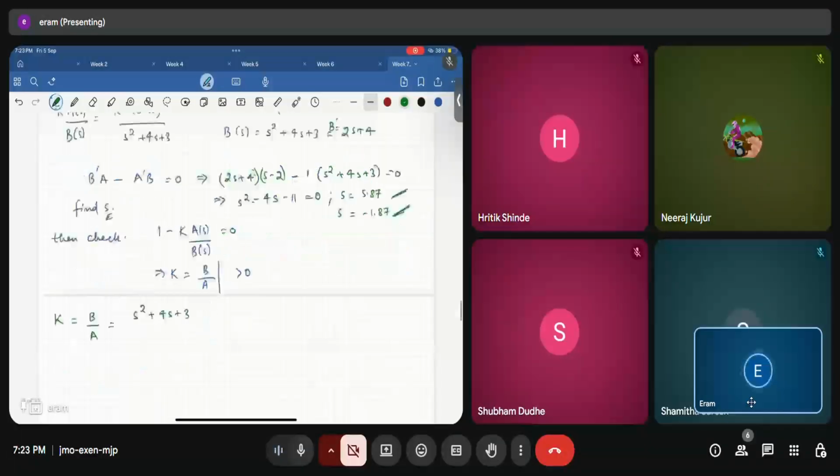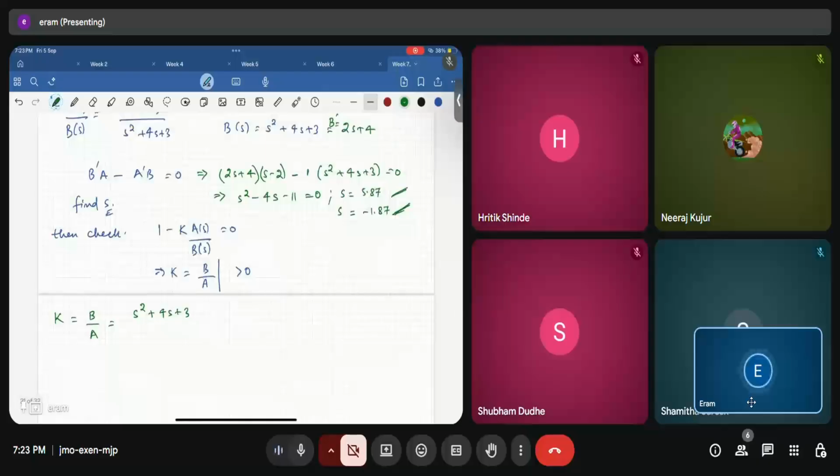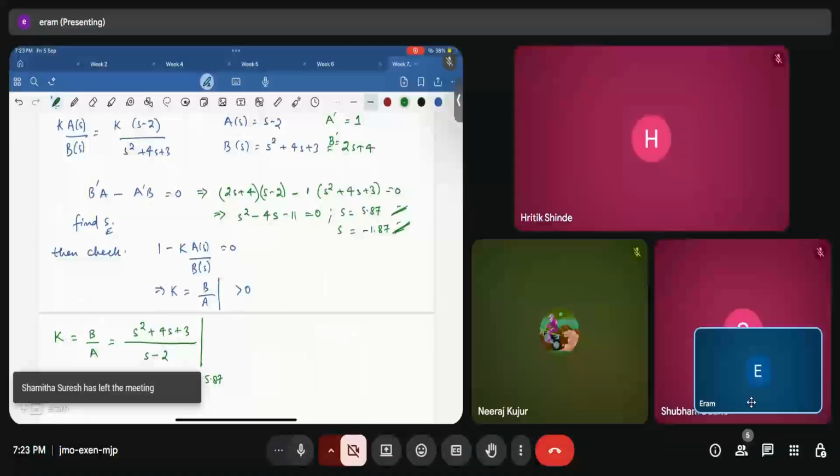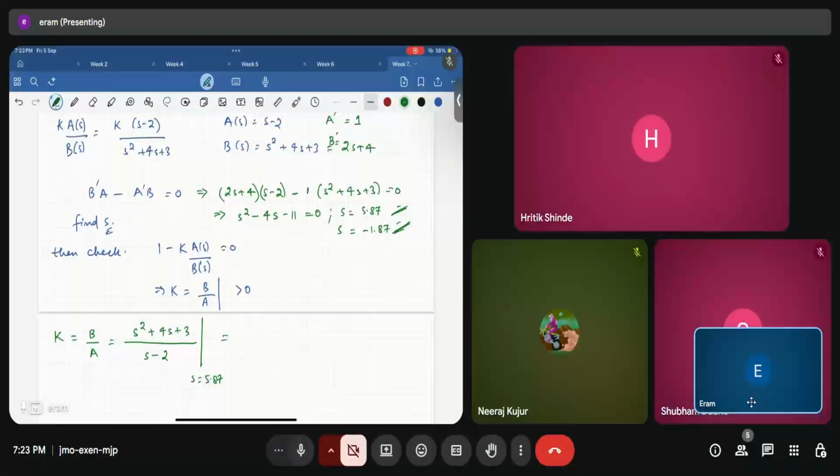Okay, so first let's check whether we are getting positive k or not for both of these s, and it was s minus 2. Now when you put s equals to 5.87 here, you will get k equals to 15.74, which is greater than 0. So this is a valid point on the root locus.